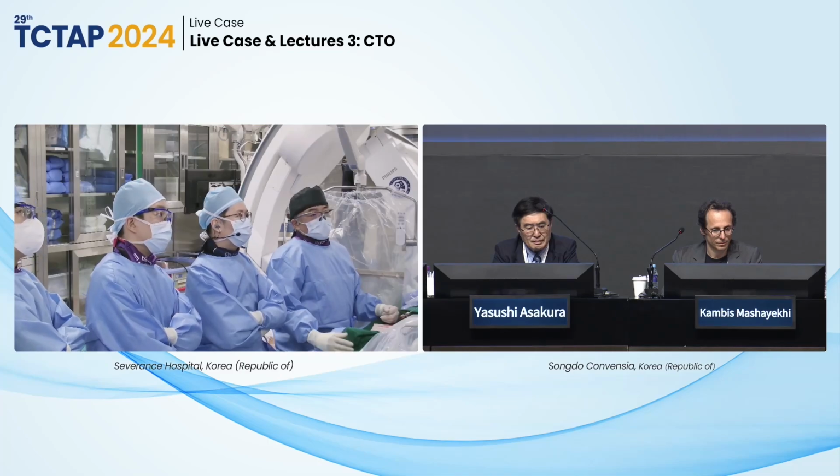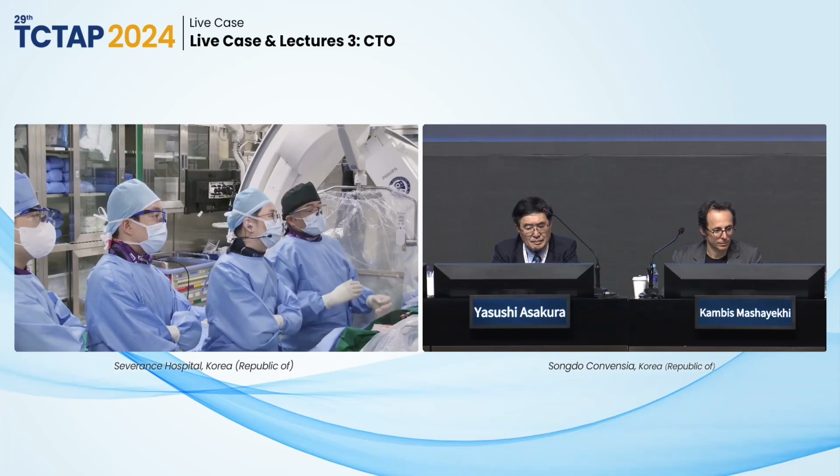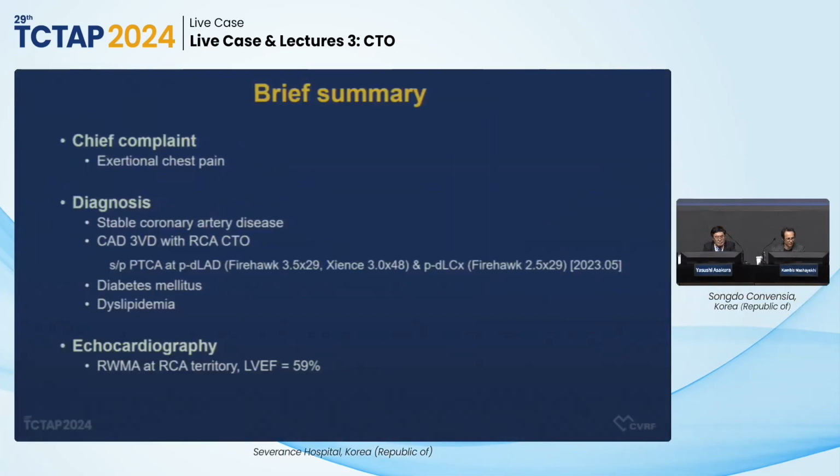So Dr. Lee, could you show us today's RCA CTO case? Yes, sir. Next slide, please. So our patient is a 73-year-old male who came to our hospital due to the clinical presentation of stable coronary artery disease. He had been diagnosed with three vessel coronary artery disease, including CTO. We have already treated the left coronary artery. We'll show you the coronary images after that. And on the echo, there was a regional wall motion abnormality noted at the RCA territory. The ejection fraction was okay, about 59%.